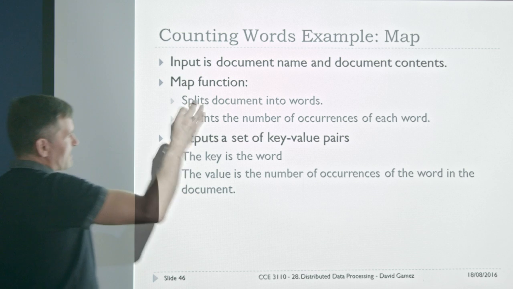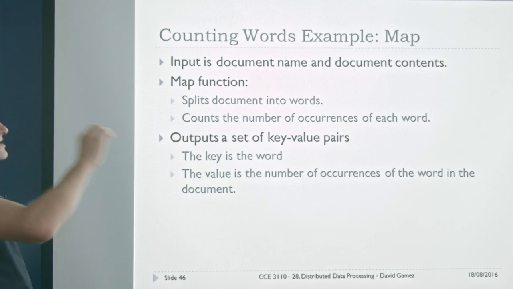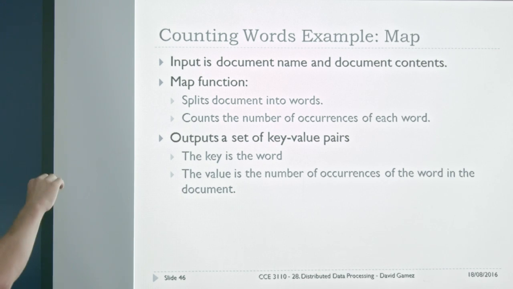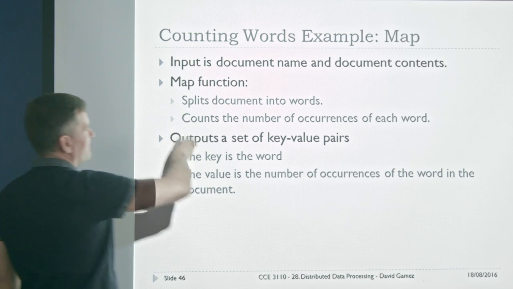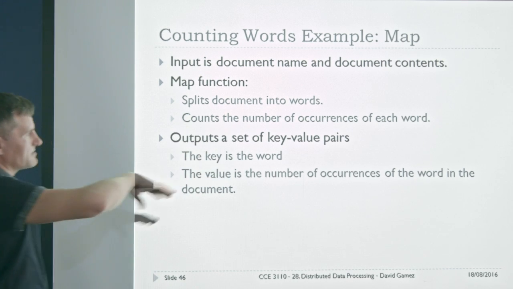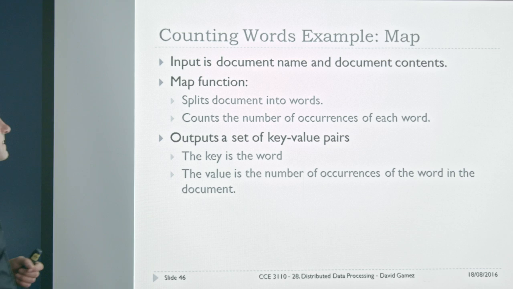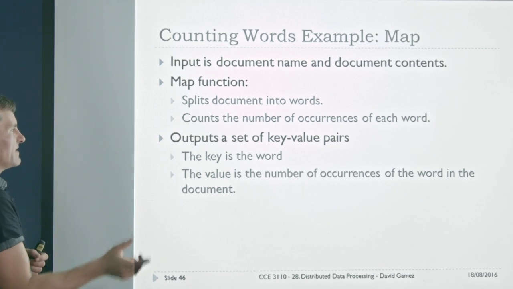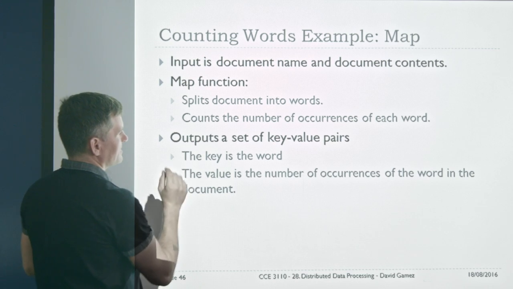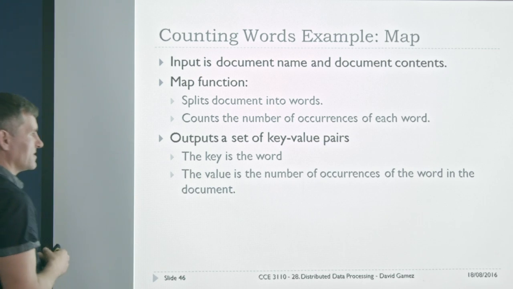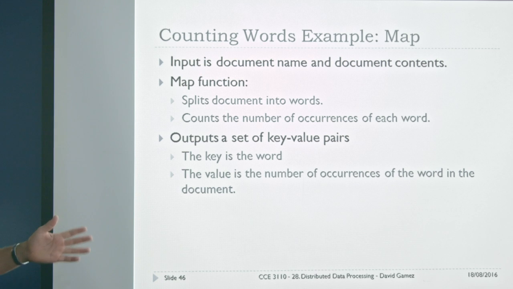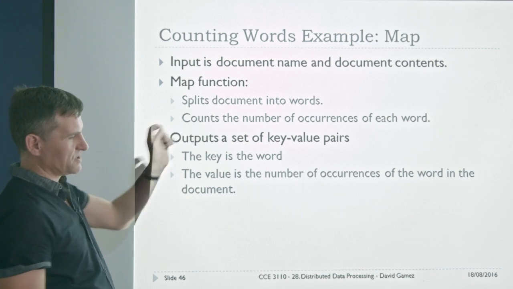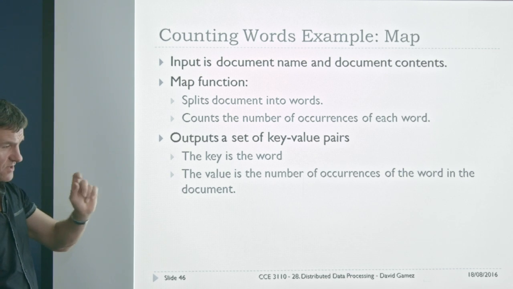So for the map function, to each mapper we're going to give the document name and document contents. What the map function is going to do is split the document into words. It's going to extract all of the words in the document and count the number of occurrences of each word. And it'll output a set of key value pairs in which the key is the word and the value is the number of occurrences of the word in the document. So the input to the mapper is a key, the document name, I suppose. The value will be the document contents. And the output is, for each word, how many occurrences of the word there are in the document.